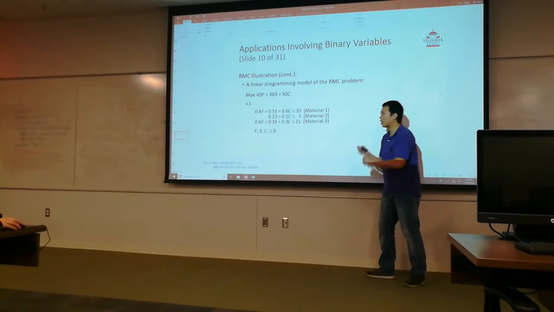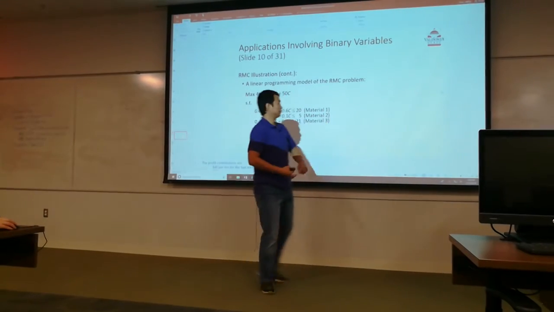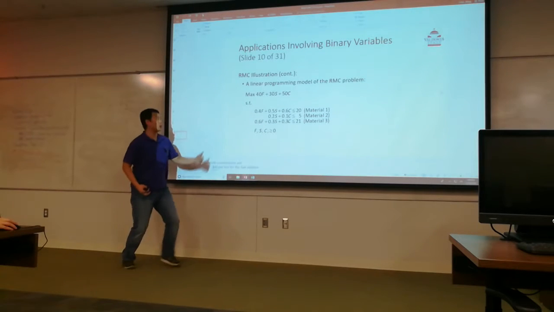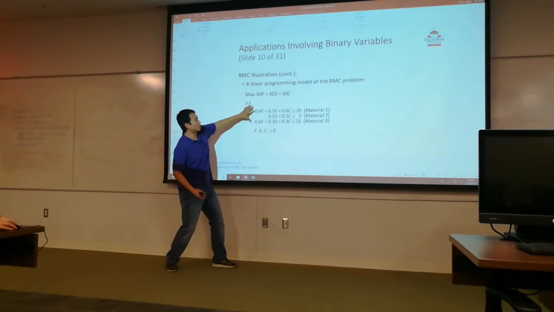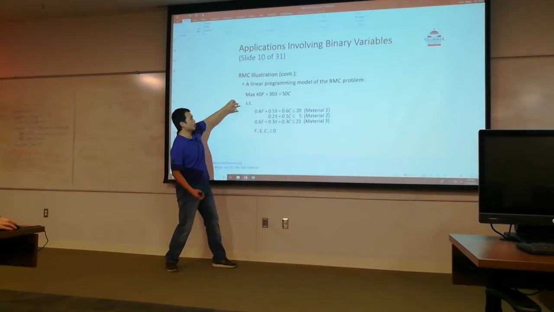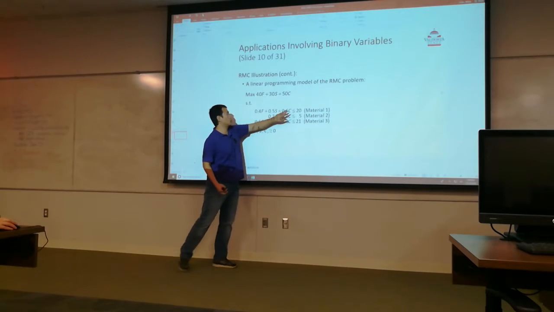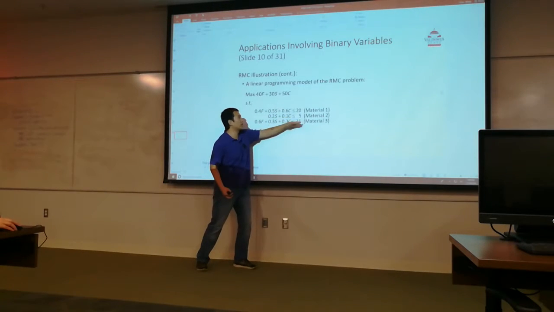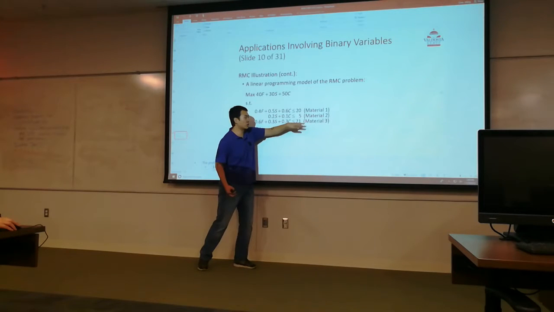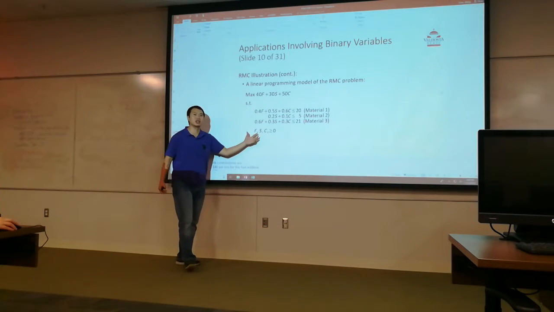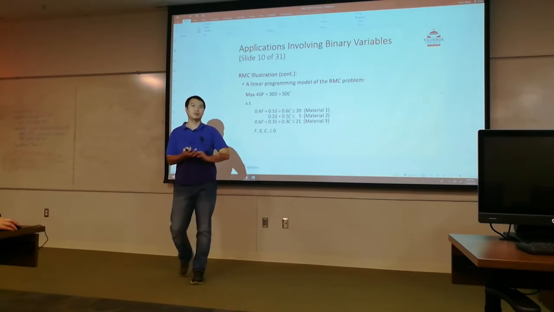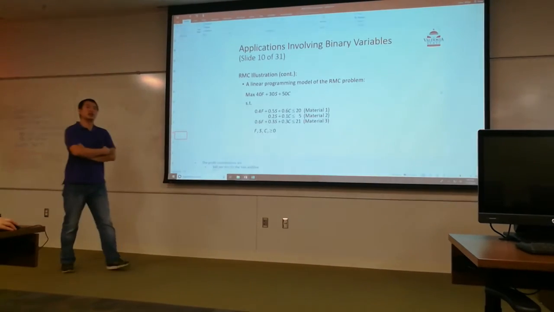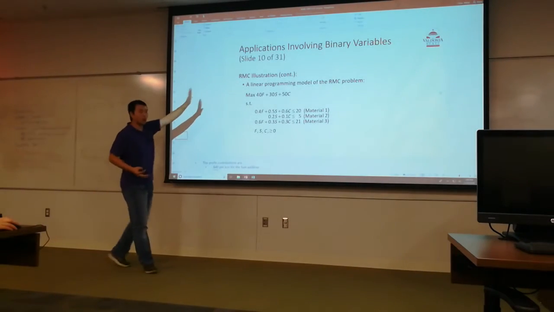So if we do not consider the setup cost, here's our model. We maximize our total profits, and we have some material constraints. So the material one use has to be less than or equal to 20, and for the second material, third material, and we have to make sure the design variables are positive. So if we do not consider the setup cost, that's the whole model we need.